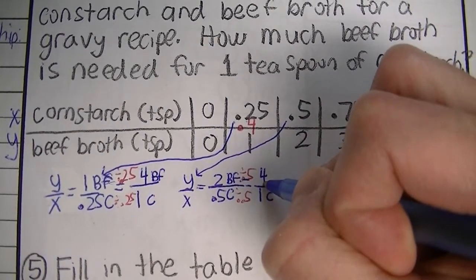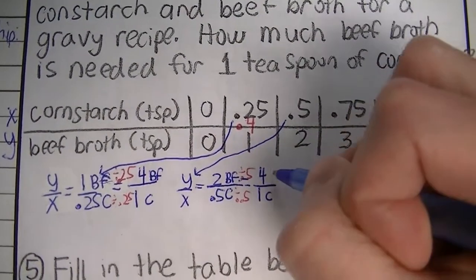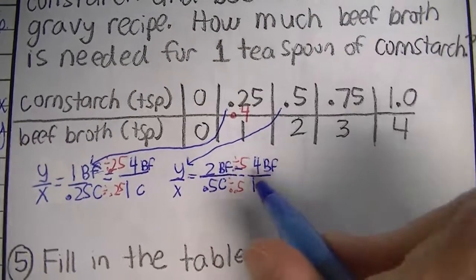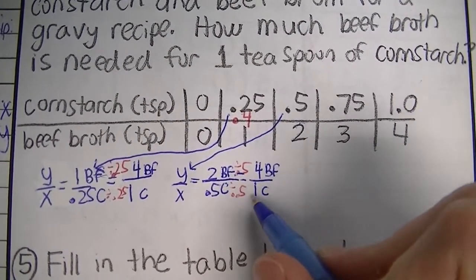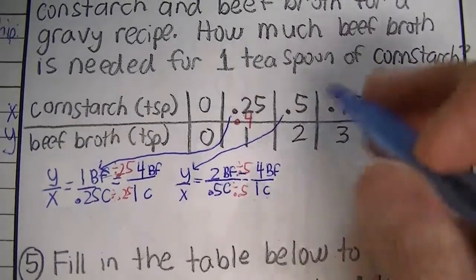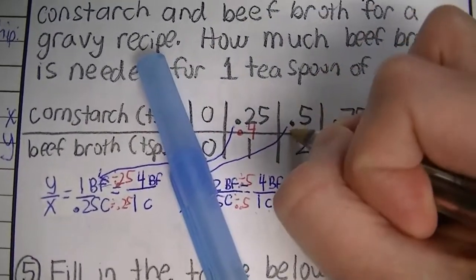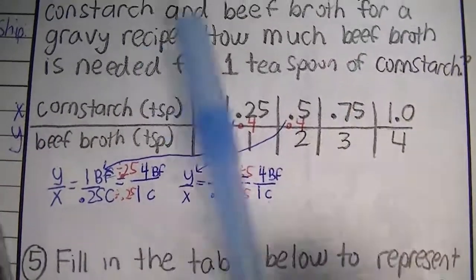Wait, just kidding. Yeah, it is. Okay, so 4 teaspoons beef broth for 1 teaspoon cornstarch. So again, we multiplied this by 4 because that's our unit rate.